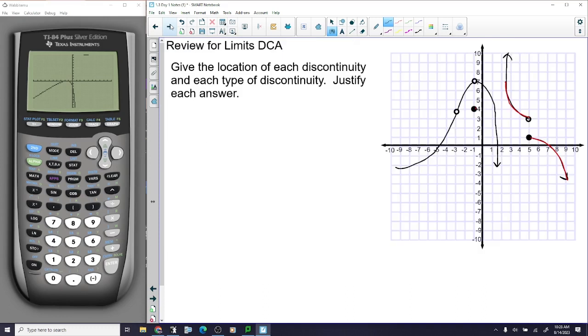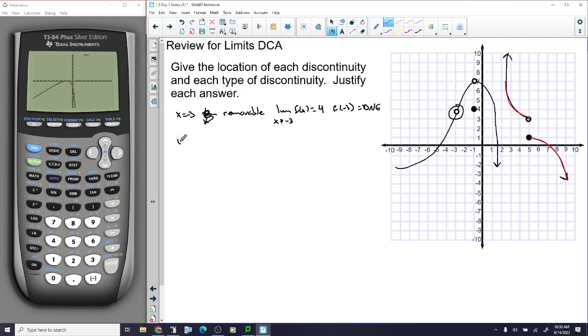Review for limits DCA. Give the location of each discontinuity and each type of discontinuity. Justify each answer. At x equals, oh, it's -3, not 3. We're looking at this right here. First of all, this is removable. The limit as x approaches -3 of f of x is equal to around 4, let's say, but f of -3 does not exist.